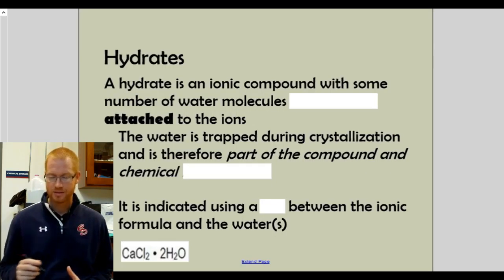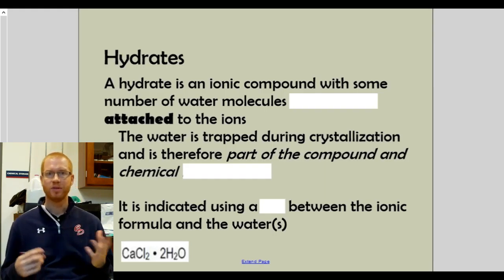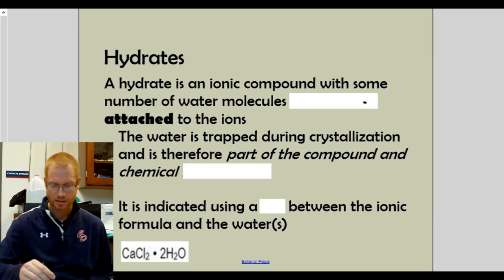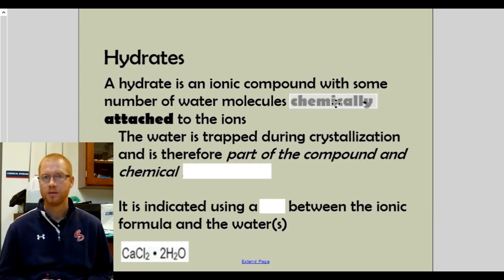Now what we're going to talk about is a type of compound called a hydrate. When we talk about hydrates, it's kind of what it sounds like. It sounds like there's some water involved, right? So that's what a hydrate is: an ionic compound with some number of water molecules that are chemically attached to it.